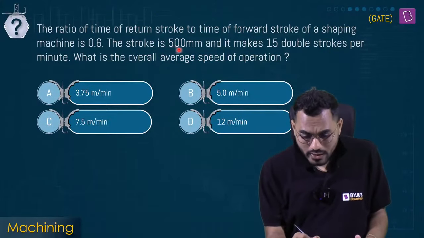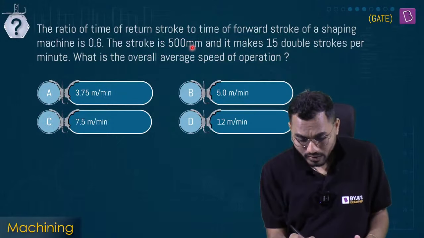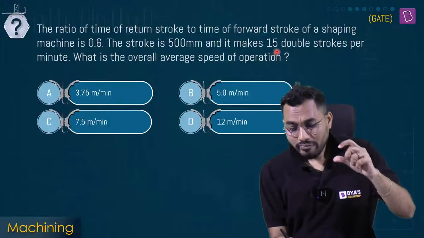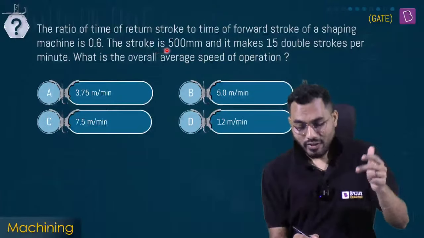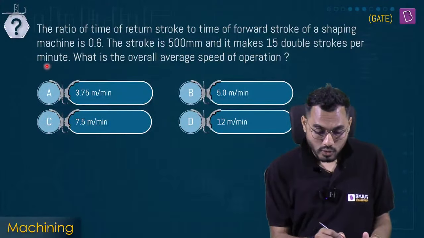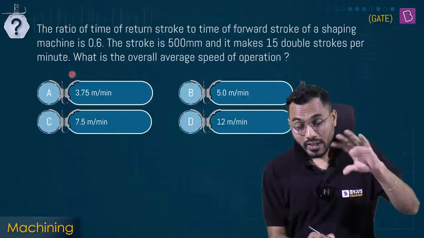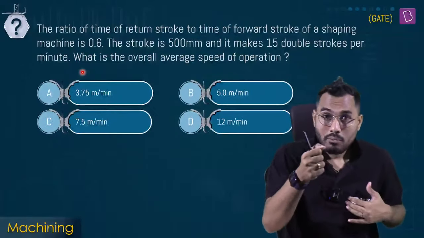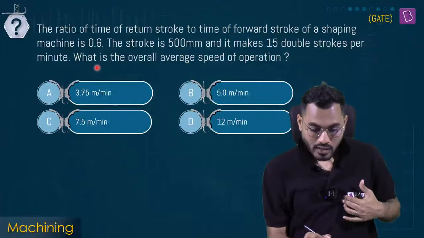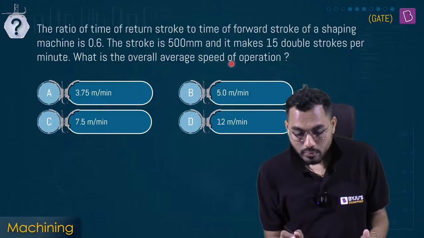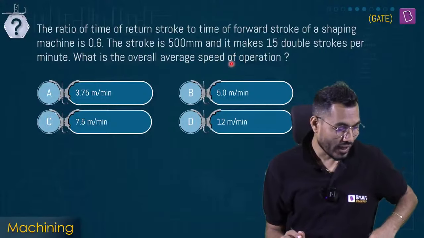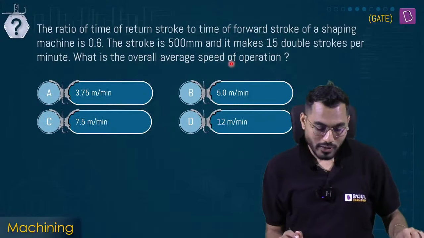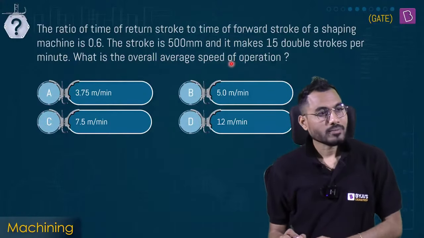The stroke length is 500 mm and it makes 15 double strokes per minute. So in one particular minute, 15 double strokes. Double stroke means forward plus backward. That is called a double stroke. What is the overall average speed of the operation? Can you calculate the overall average speed of the operation in this particular case?